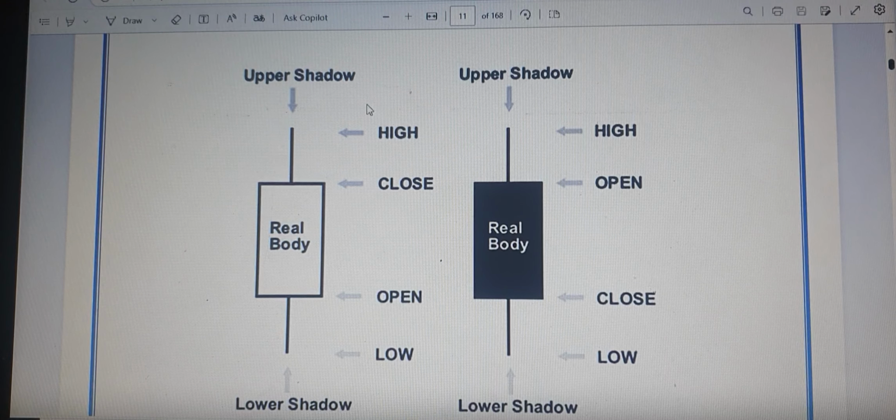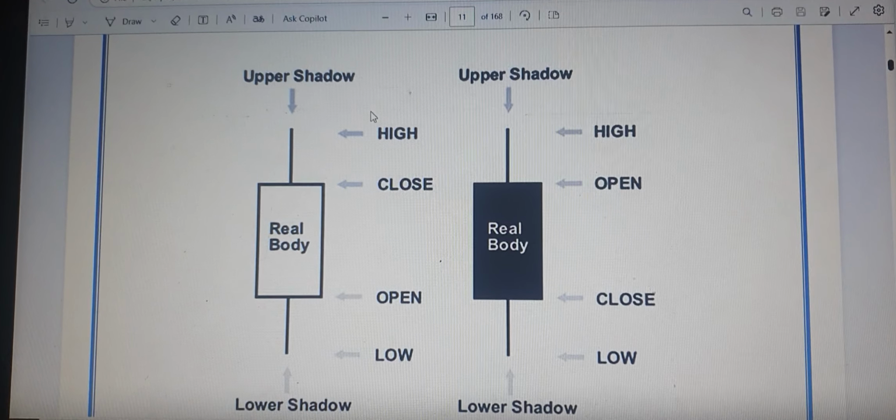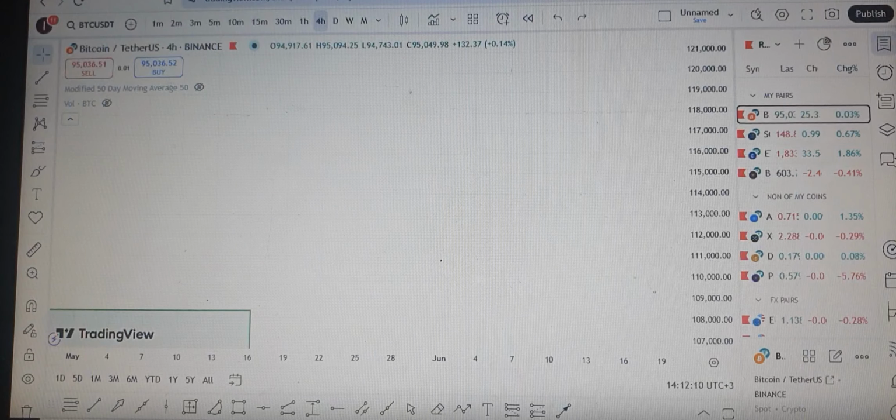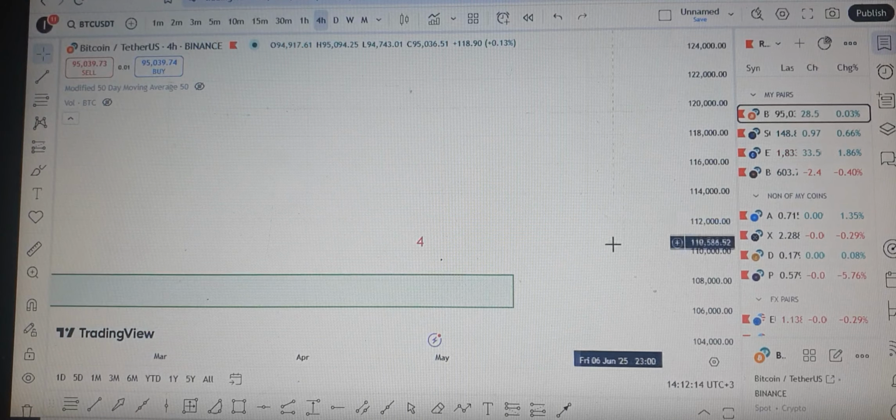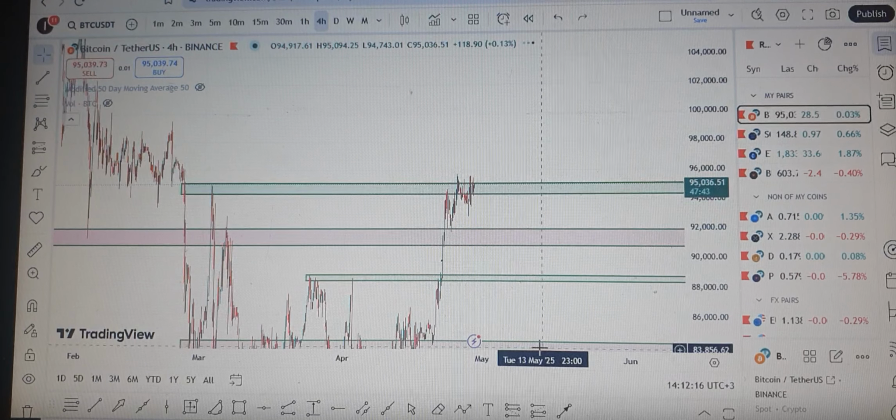Today, let's look at the anatomy of a candlestick, right from the beginning. Most beginners usually see candlesticks on TradingView, as you can see, but they don't know how those candlesticks are formed.